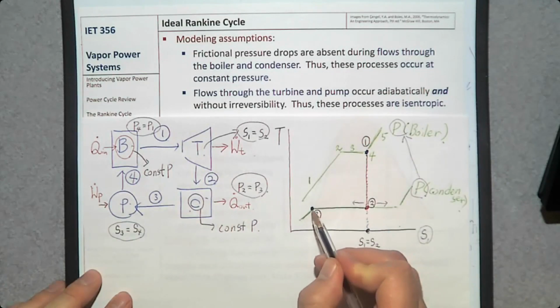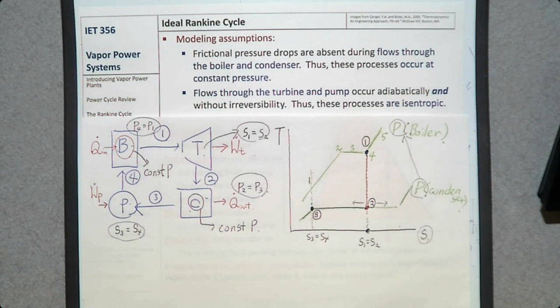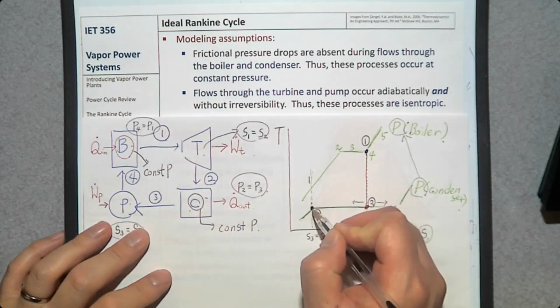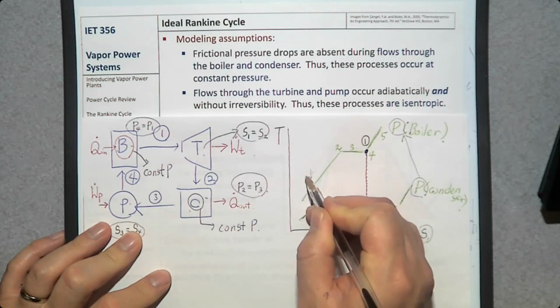So where is entropy? When entropy S remains constant, S3 should be the same as S4, and pressure goes up until the pressure becomes boiler pressure. So here. Pressure goes up when entropy S remains constant. So that is number 4.